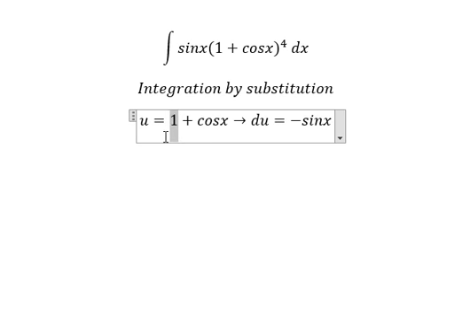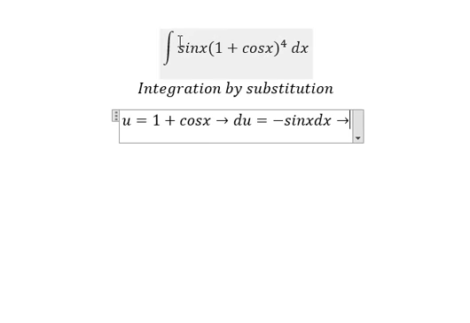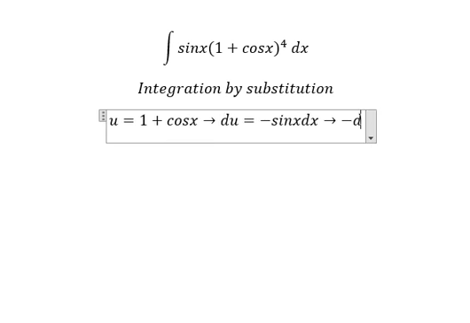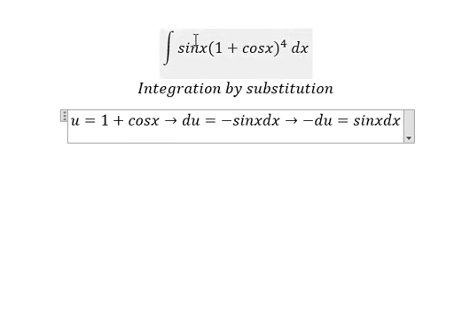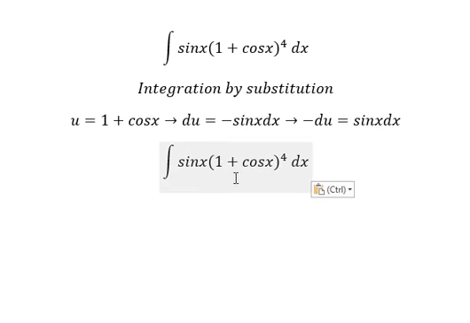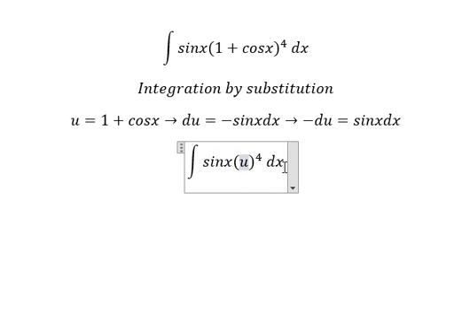This one is about the constant, so you got number 0. Because we don't have the negative sign in here, so I will put this one go to the left. So this one we change for u. Sine x dx we change for negative du.